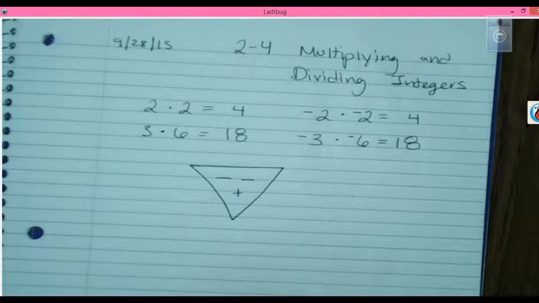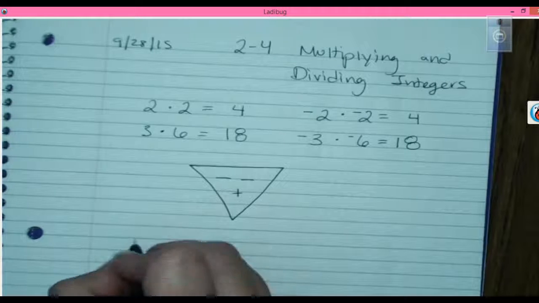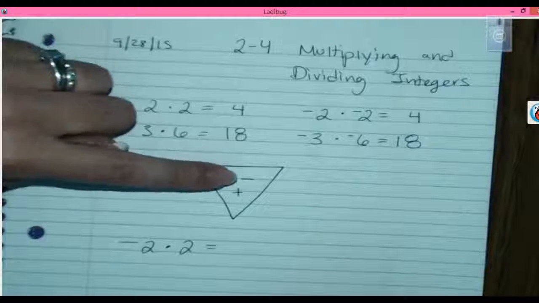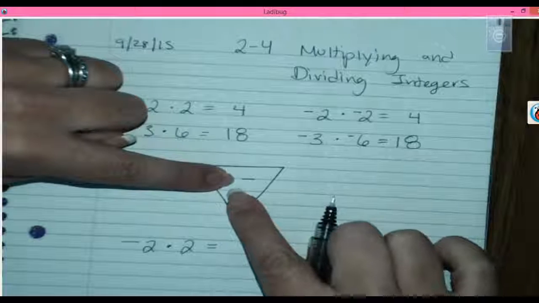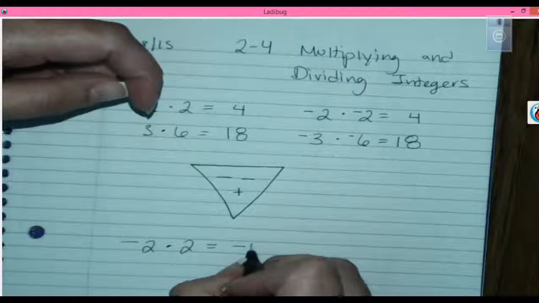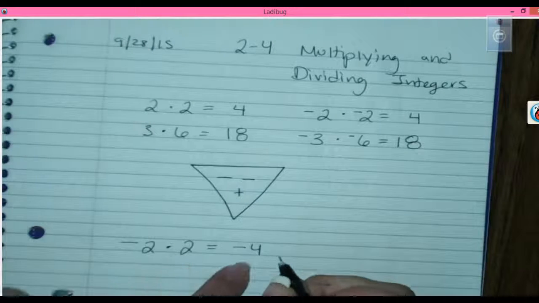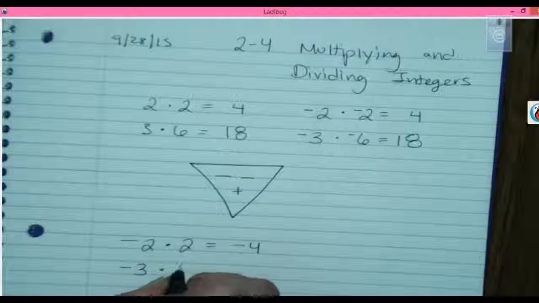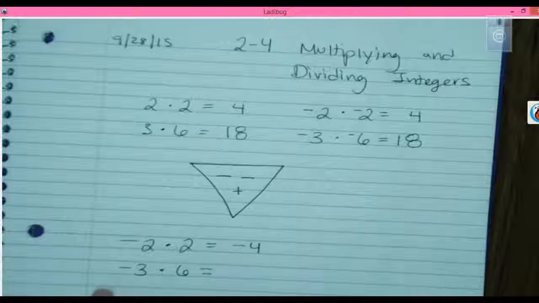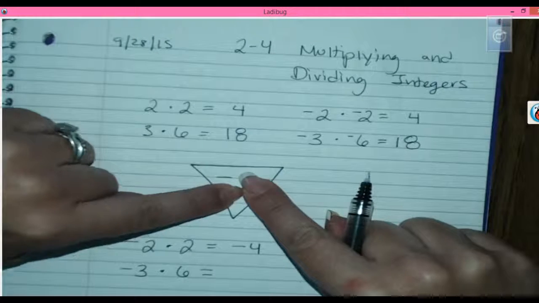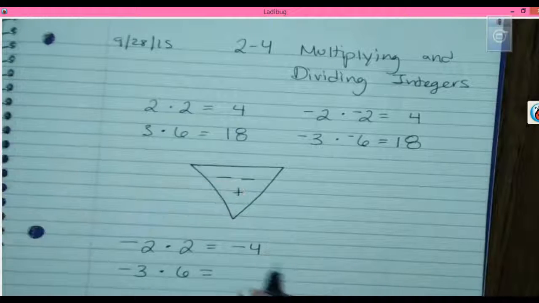So here we go. What if we have negative 2 times 2? We've got a negative and a positive. What are we left with? Negative. So this would equal a negative 4. A negative times a positive equals a negative. We have negative 3 times 6. It's a negative times a positive. So we cover a negative, we cover the positive. What are we left with? Negative. Negative 18.